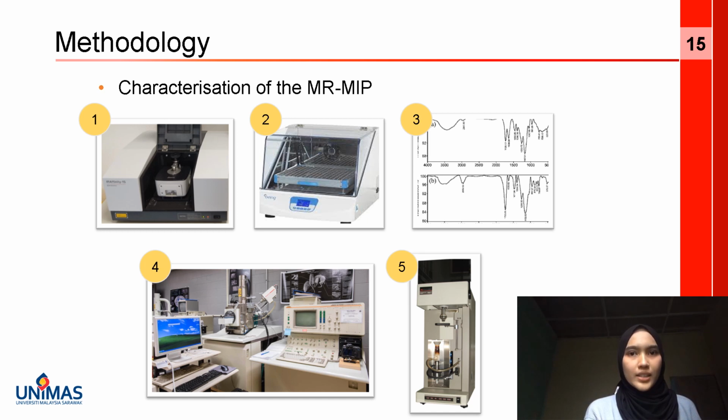The sample will be analyzed at a temperature ranging from 30 to 900 degrees Celsius at a heating rate of 10 degrees Celsius per minute. Multi-point Brunauer-Emmett-Teller, BET, nitrogen adsorption and desorption isotherm will be used to determine the surface area and pore size at 77 Kelvin. The BET equation can be used to determine the specific surface area.